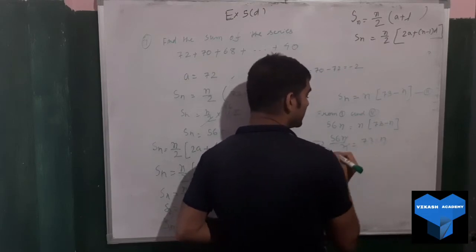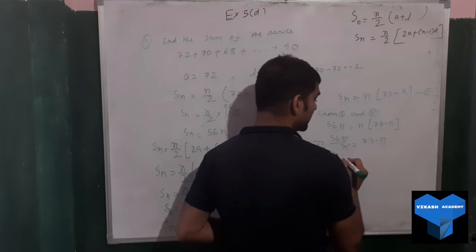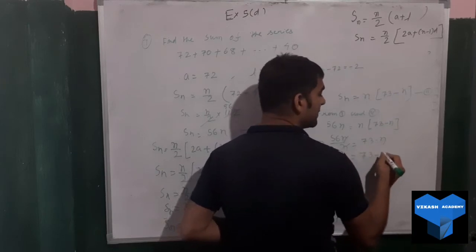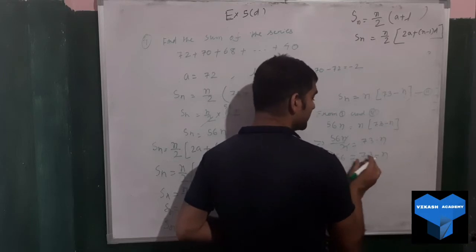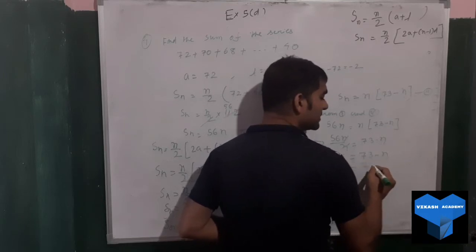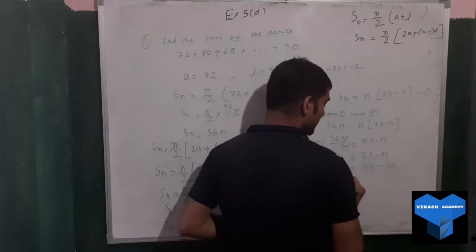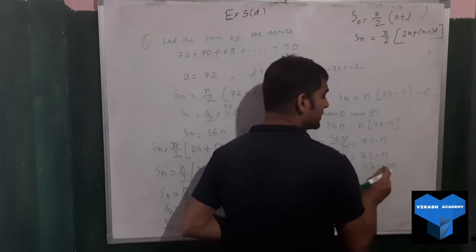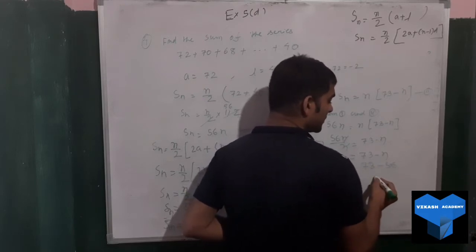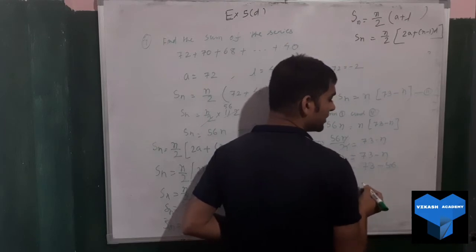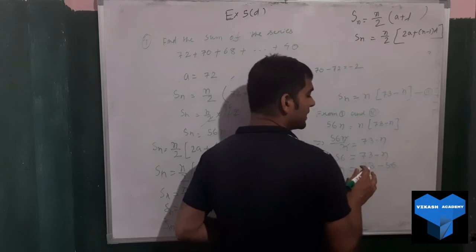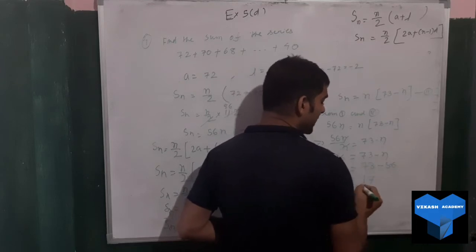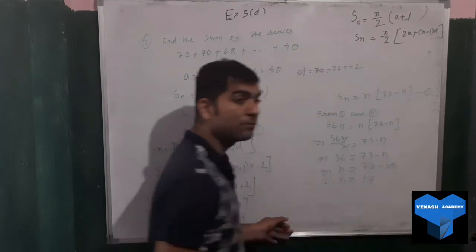So n cancels, we have 56 equal to 73 minus n. Bring n to this side, and 56 will go to that side, so n equals 73 minus 56. So what have we obtained? 30 minus 6 will be how much? We will get 7, and then here we have 6 minus 5, so n we got 17. We are getting n equal to 17.